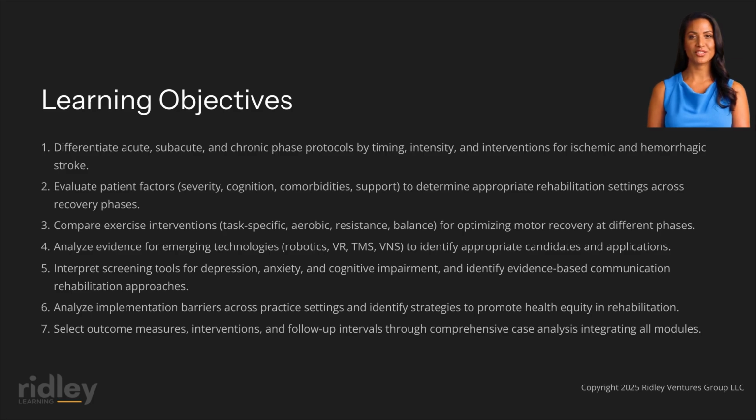You will learn to compare the effectiveness of exercise-based interventions, including task-specific training, aerobic exercise, resistance training, and balance protocols for optimizing motor recovery at different phases of stroke rehabilitation. Additionally, you will be able to analyze the current evidence for emerging rehabilitation technologies, including robotics, virtual reality, transcranial magnetic stimulation, and vagus nerve stimulation, to identify appropriate candidates and clinical applications. You will learn to interpret cognitive and psychological screening tools for post-stroke depression, anxiety, and vascular cognitive impairment, and identify evidence-based approaches for communication rehabilitation in aphasia.